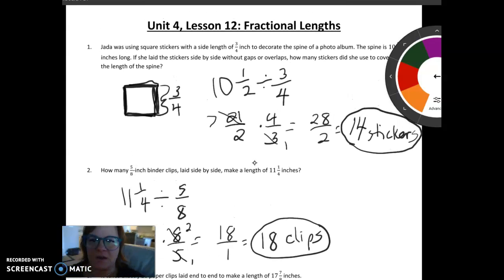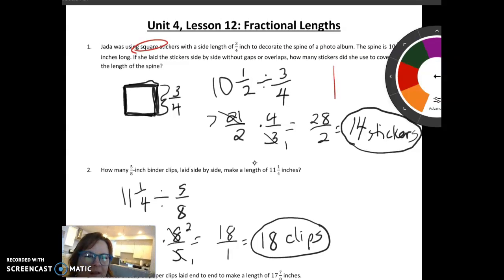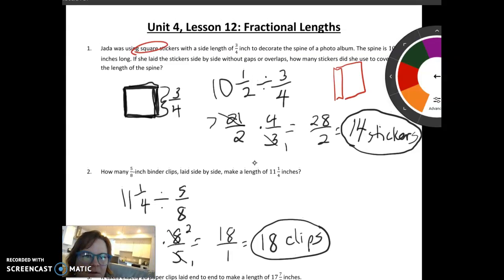All right, in the first one, Jada was using square stickers. So there's the key word there, everybody, square. And so when we know that one side length is 3/4 of an inch, we know that all the sides are 3/4 of an inch. And she's going to decorate the length of the spine of her photo album. So if this is her book, like that, we're talking about this. She's going to decorate that end piece or the spine of her photo album. The spine is 10.5 inches long. So if she lays the stickers end to end without any gaps or overlaps, how many does she use to cover the entire length of the spine?